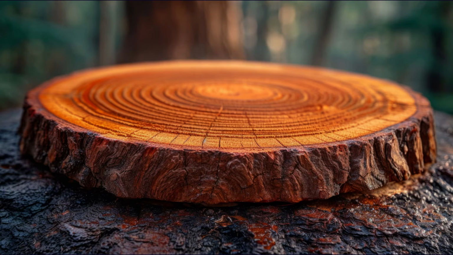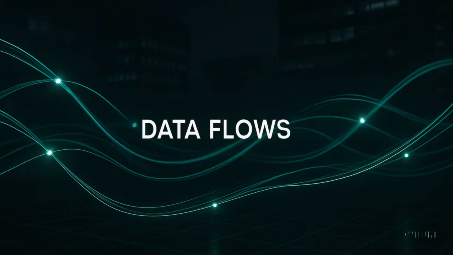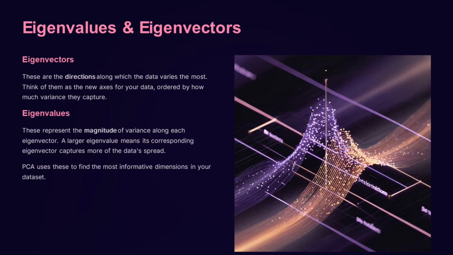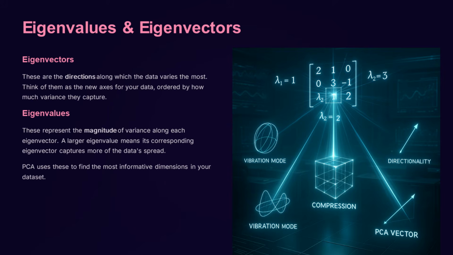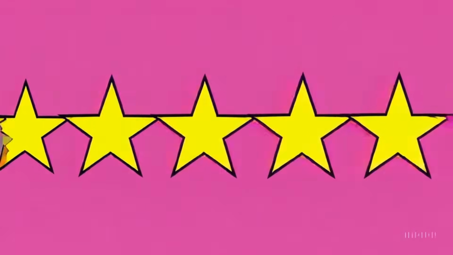Think of them like the grain in a piece of wood. They show you the natural lines along which your data wants to flow. In PCA, these become your new, more meaningful axes. Now, eigenvalues tell you how important each of these directions is. A big eigenvalue means that direction accounts for lots of variation in your data, while a small one means it's less significant. It's like rating each eigenvector on a scale of how much information it holds.